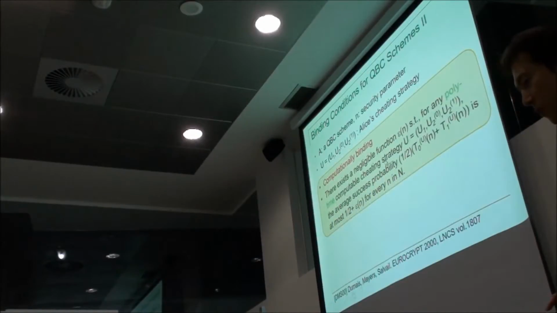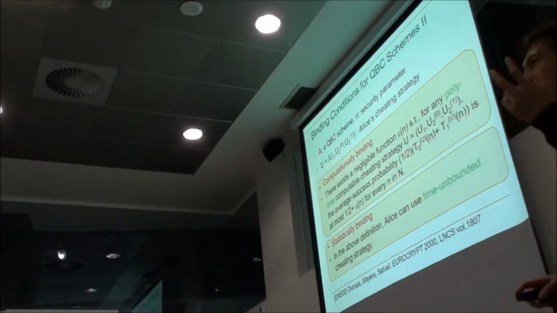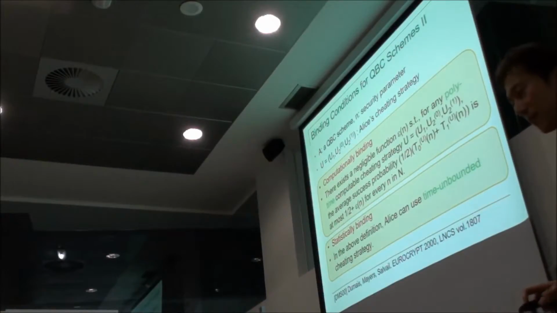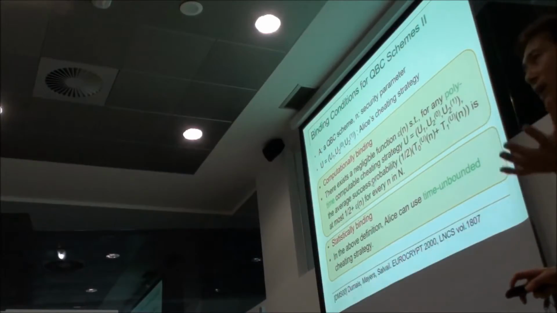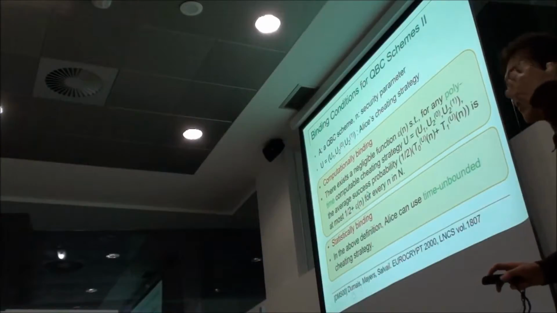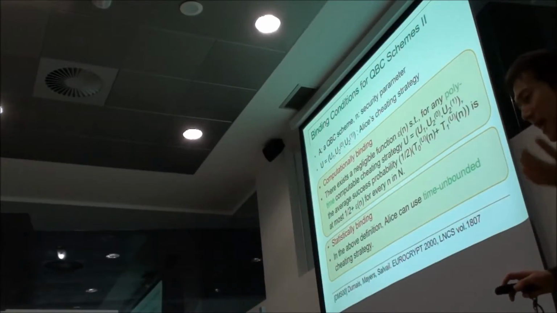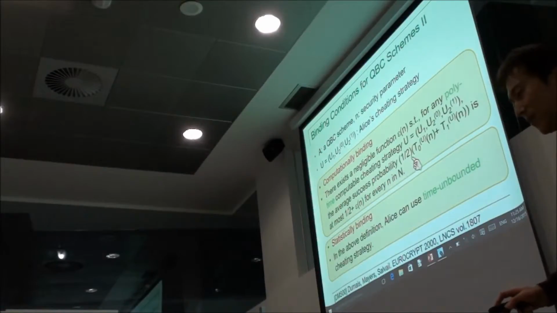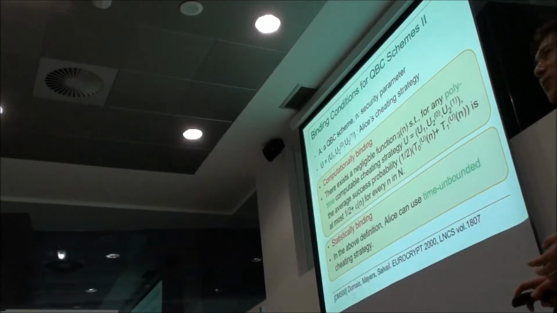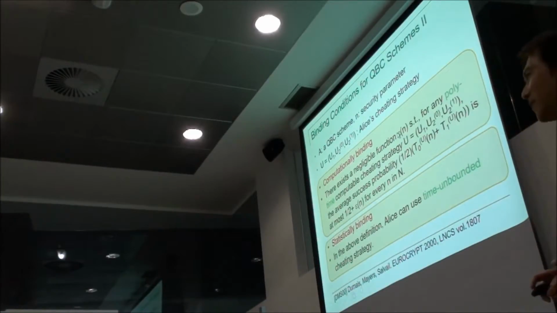Here I'm going to talk about two different kinds of binding condition: computational binding and statistical binding. Computational binding says that no matter how hard Alice tries to cheat Bob, the probability of success for Alice is just a half plus a very small function, a negligible function. So it's very close to a half, and she has no advantage in cheating him.